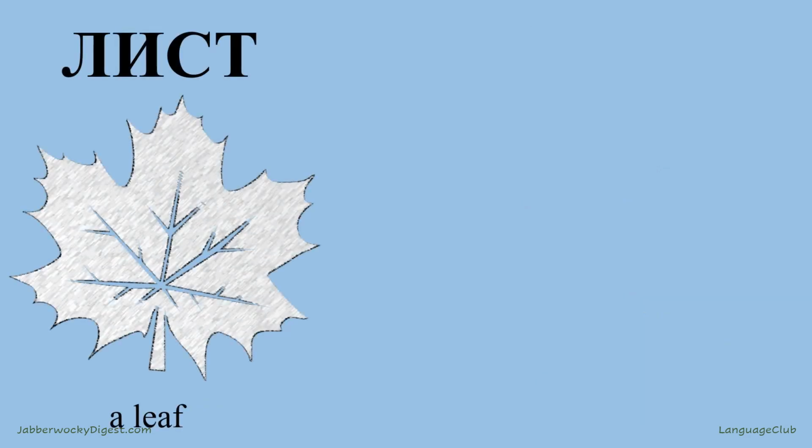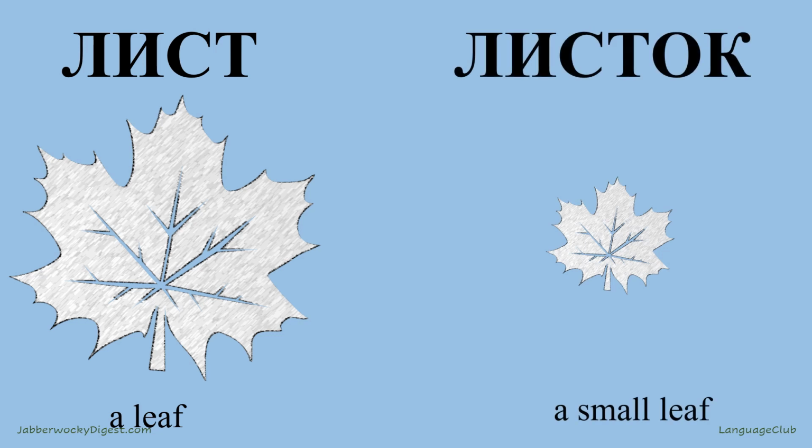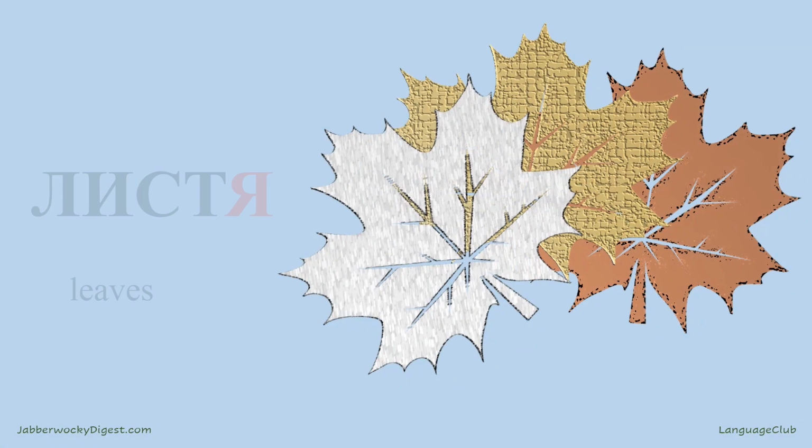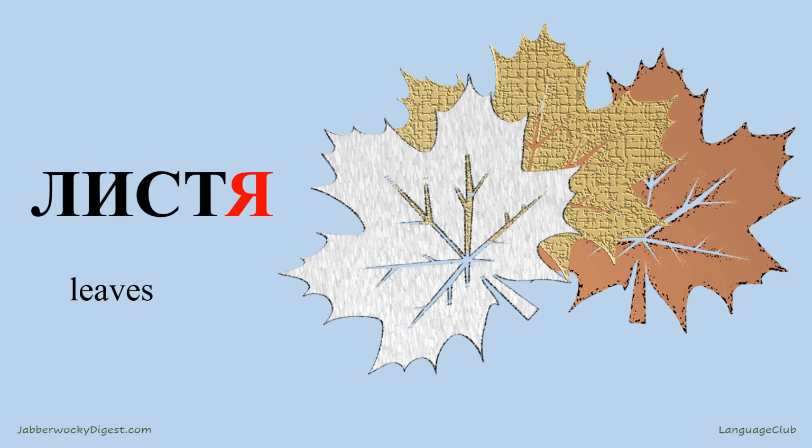List. A leaf. List. And when you have a small leaf, you can say листок. Many leaves. Листья. You take singular form list and just add ending ya. Листья.